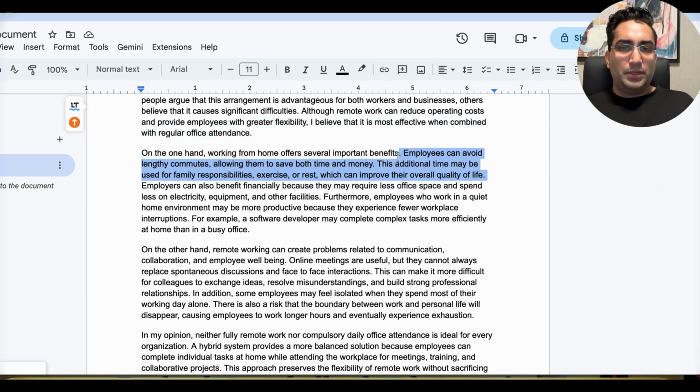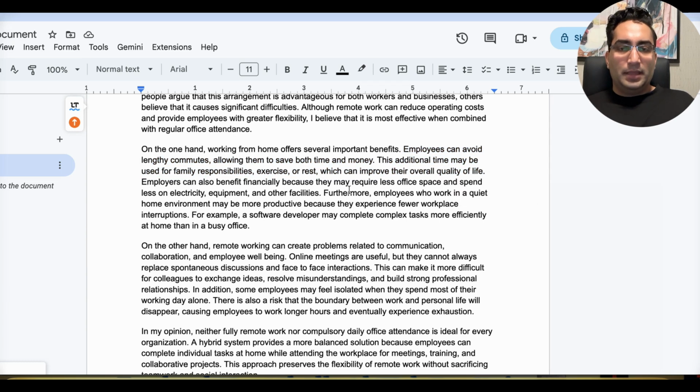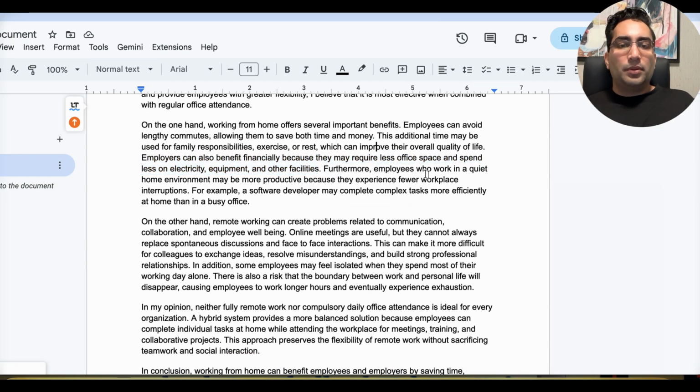Okay, what is the main point here? You can save time, and that can improve the quality of life. Okay, fine. Employers can also benefit financially because they may require less office space and spend less on electricity and other facilities. Fine. This is benefit number 2. Okay. Furthermore, employees who work in a quiet home environment may be productive because they experience fewer workplace interruptions. For example, a software developer may complete complex tasks more effectively at home than in a busy office.